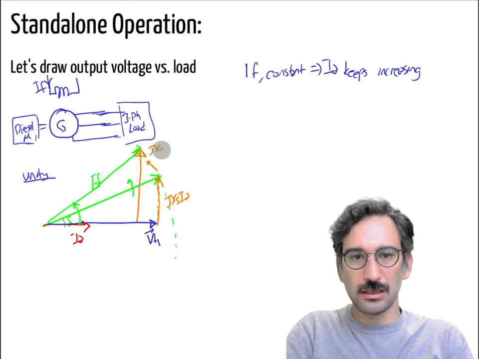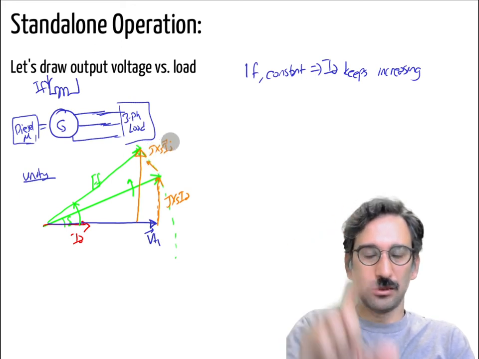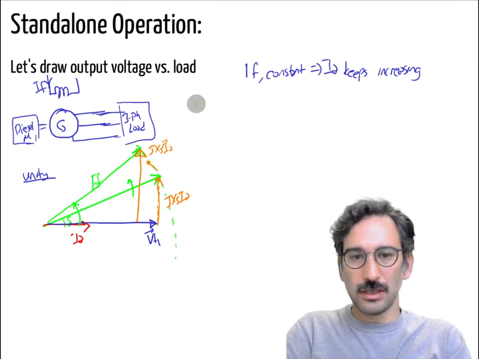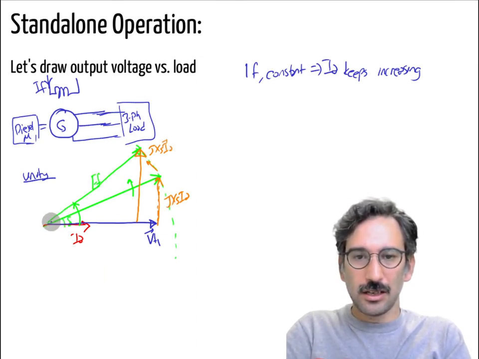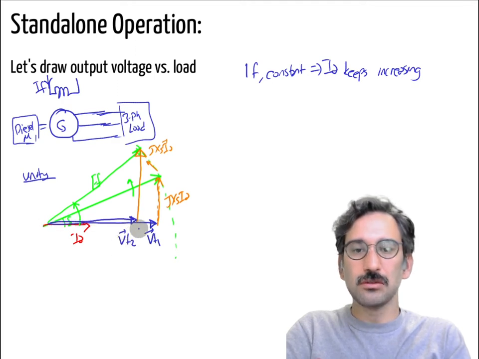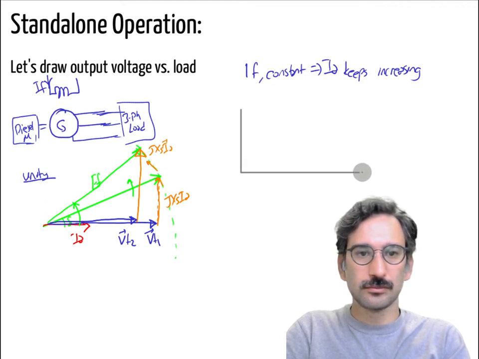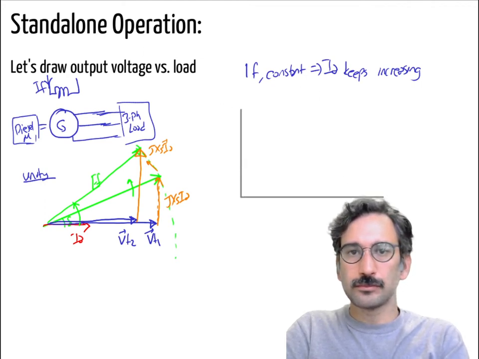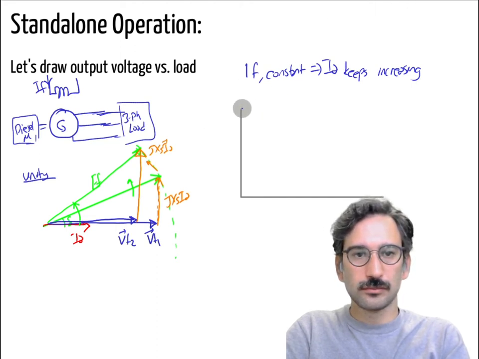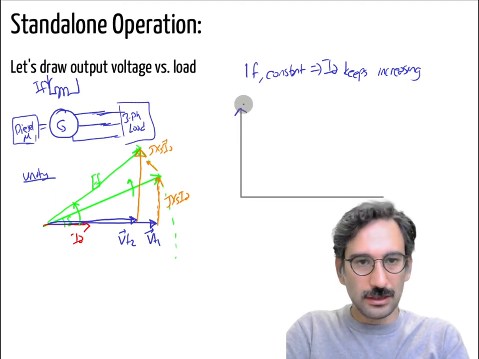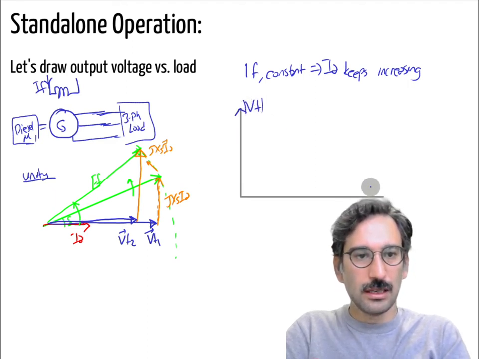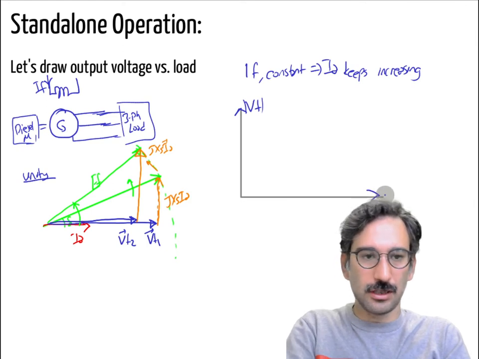So the jXsIA magnitude has increased. In that case, our new VT will be something like that. That is the load regulation. Let me draw it here. Let's say this is our VT magnitude, and this is our armature current.